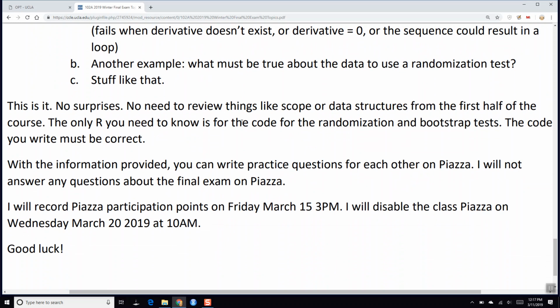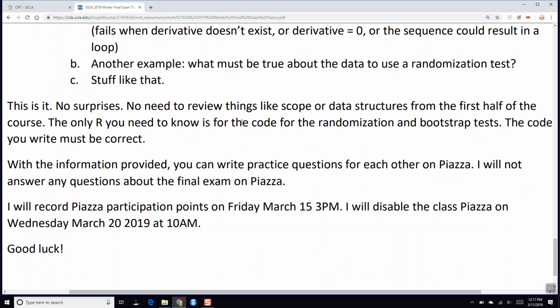I think with this information, you can write practice questions on Piazza and test things out yourself. I think that's probably the best way to study, to make up some problems and then see if you can answer them yourself. I think I've given a pretty good description of these things. But that said, I'm not going to answer any questions about the final exam on Piazza, okay? I feel like this is a thorough enough document, so if you have questions about the final on Piazza, I'm not going to answer them, okay?